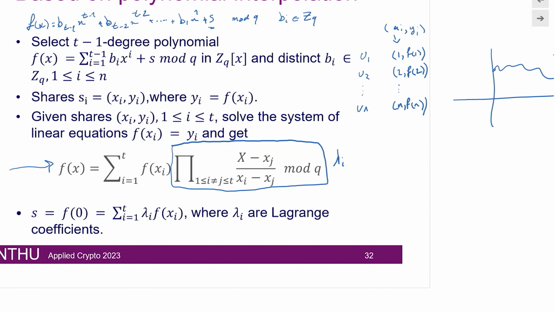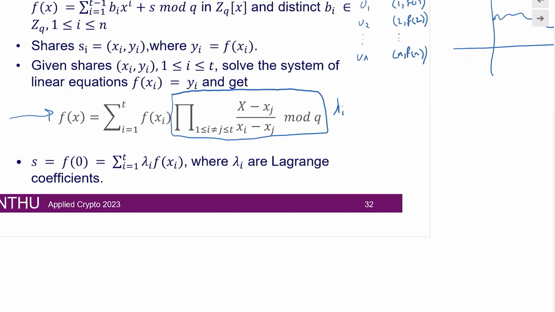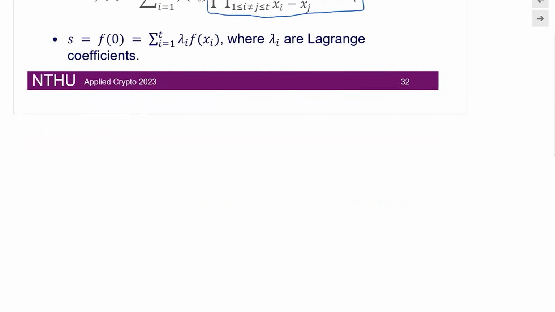So let's see how this actually works. When t users get together, we would have x1, let's say y1, I don't know, x3 and y3, and so on and so forth, up to t of them, xt and yt. Where the length of these is t, then we can do this computation.